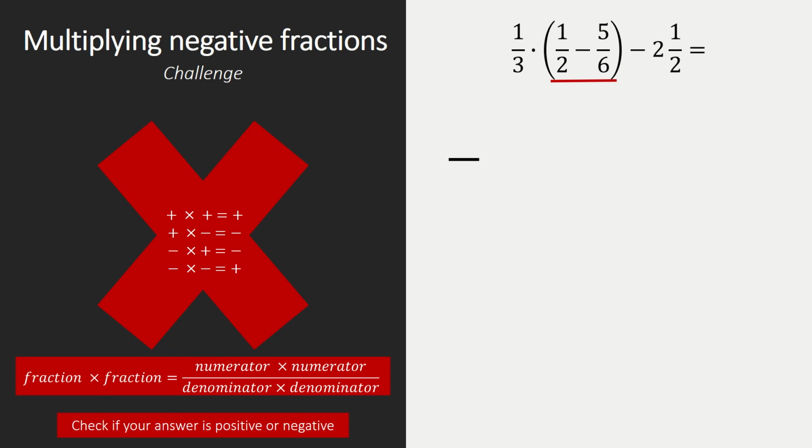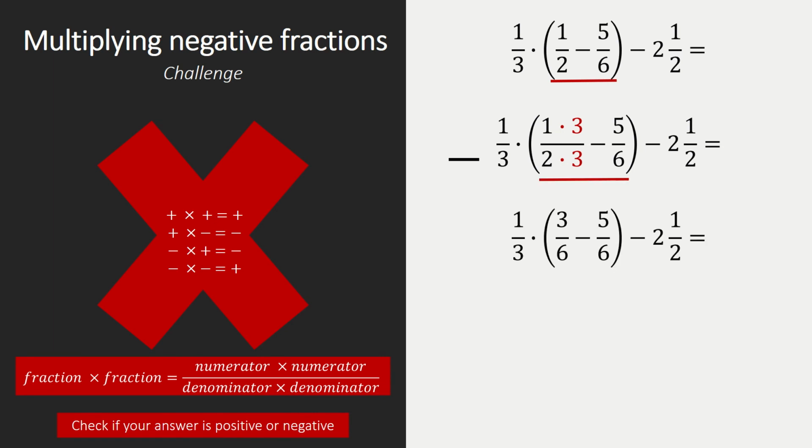We are not allowed to subtract those fractions since the denominators are not the same. So we need to make them the same. We can do this by multiplying the numerator and the denominator both by 3. So, simplify it and you get 1/3 times 3 over 6 minus 5 over 6, minus 2 1/2. First, simplify whatever is in between the brackets. So 3 over 6 minus 5 over 6.